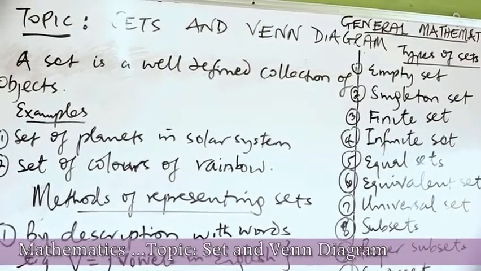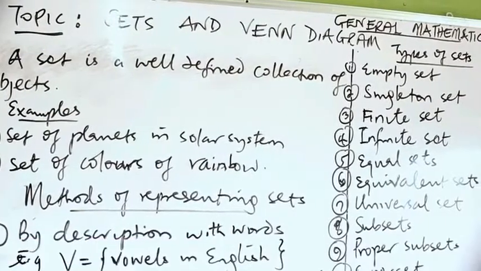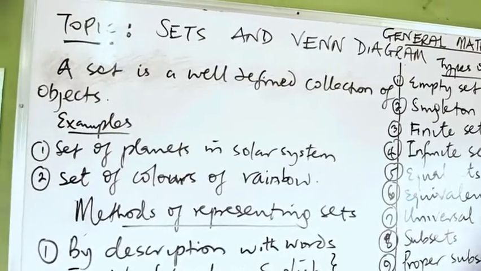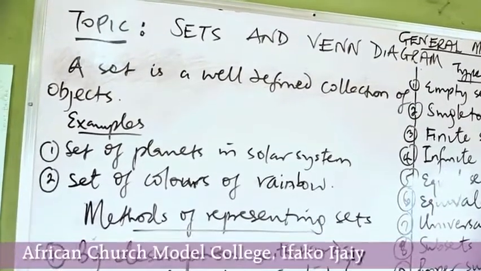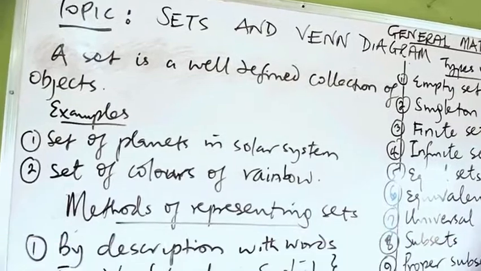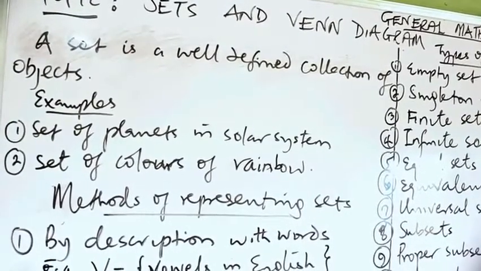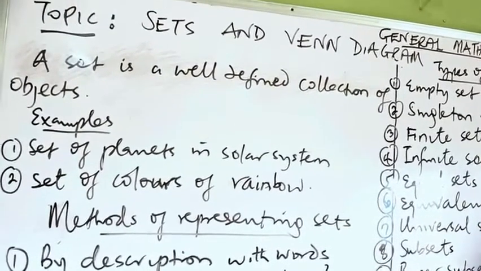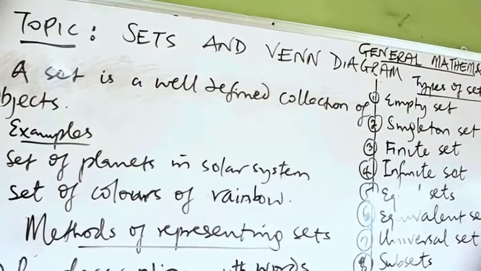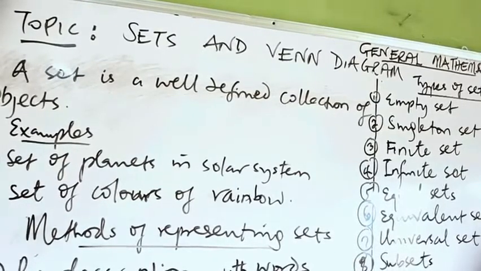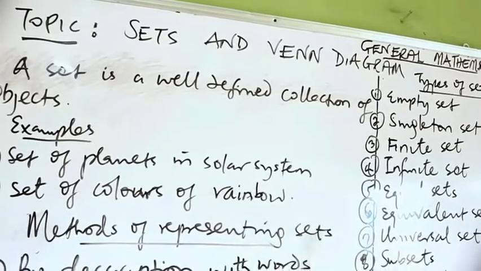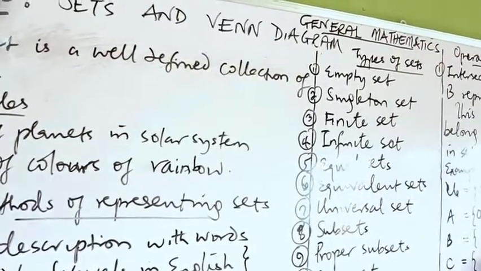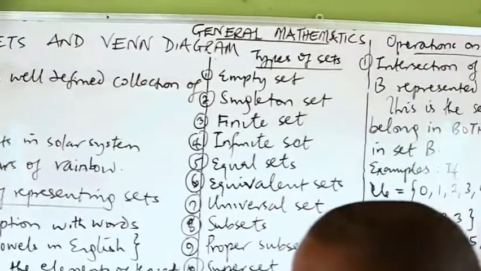Before the end of this lesson, you should be able to know this. I repeat myself. By the end of this lesson, you should be able to know this. 1, the definition of a set. 2, the methods of representing sets. 3, types of sets. 4, the different operations that we have on sets.